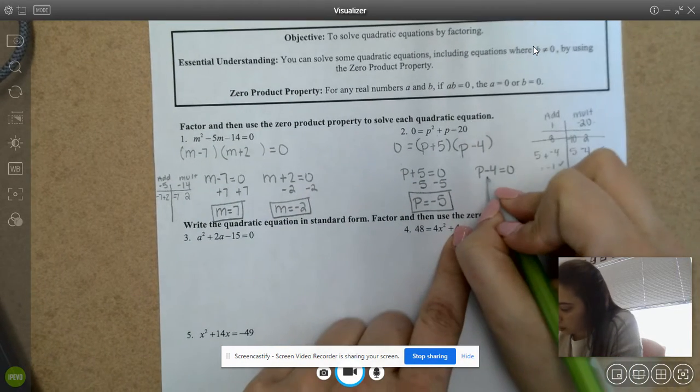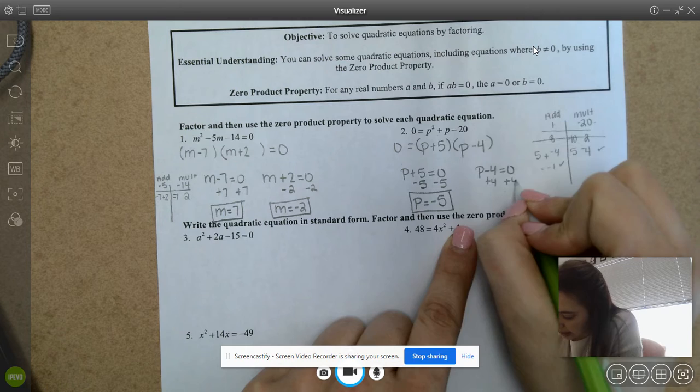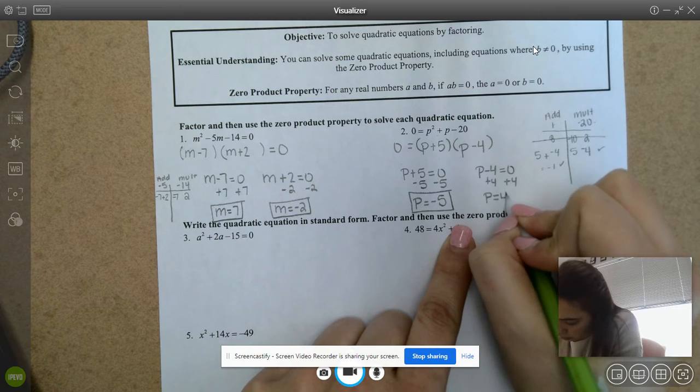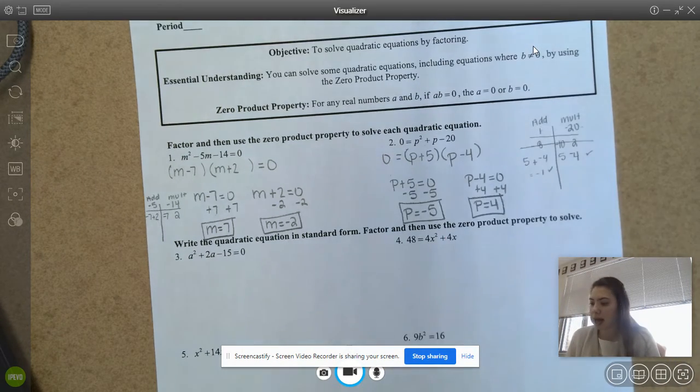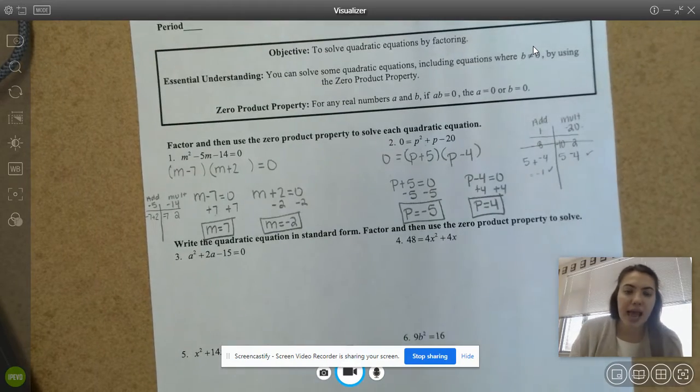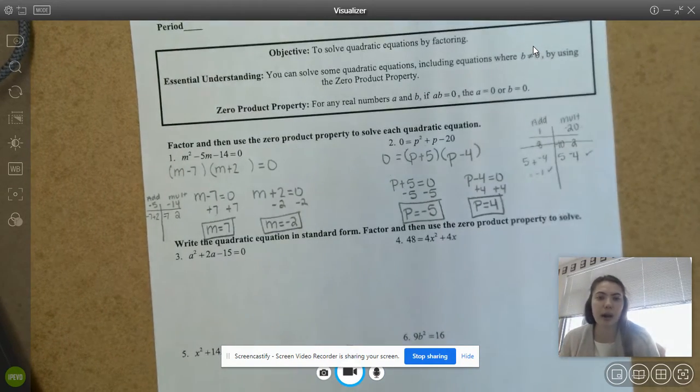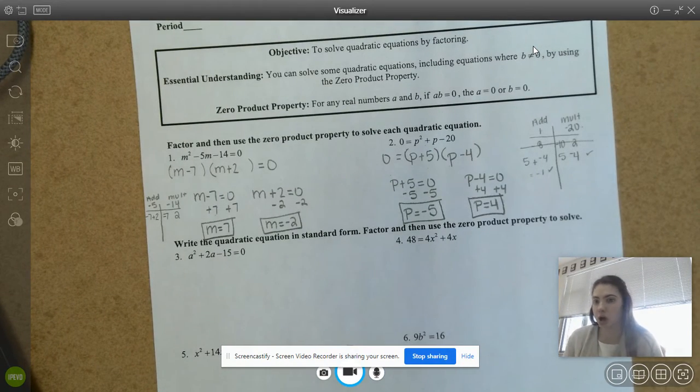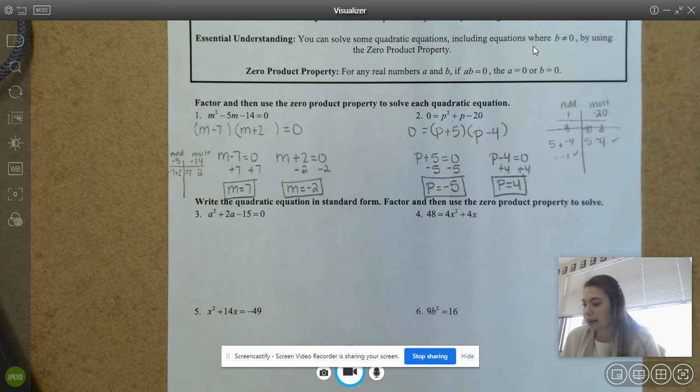And we can add 4 to both sides. And we get that p is equal to +4. And voila, we have factored, and then we have used the zero product property, or ZPP, to solve each quadratic equation. Okay? Now, for example problems 3, 4, 5, and 6, it's asking us to write the equation in standard form, factor, and then use the zero product property to solve.